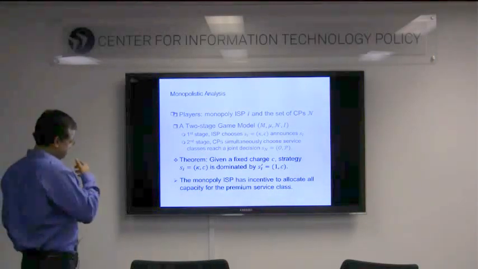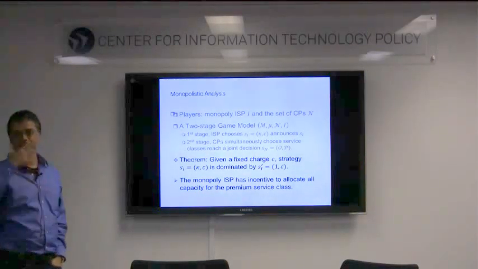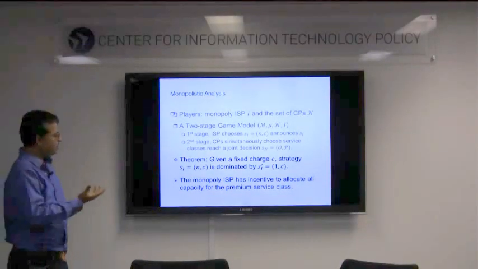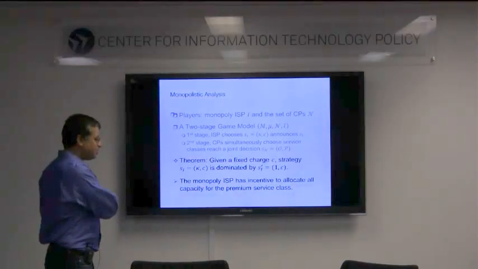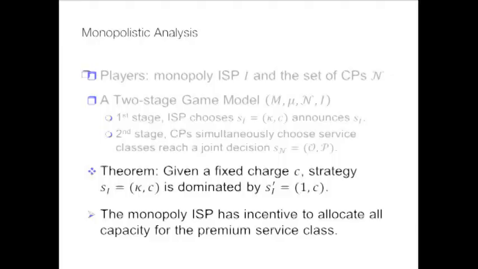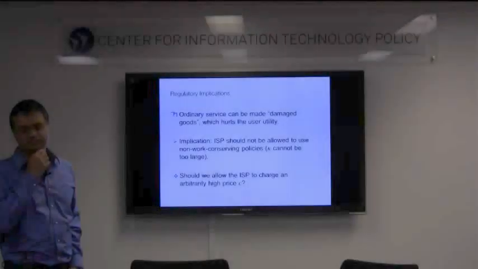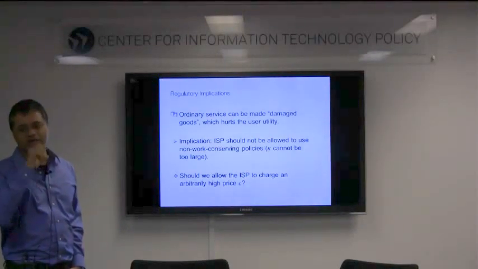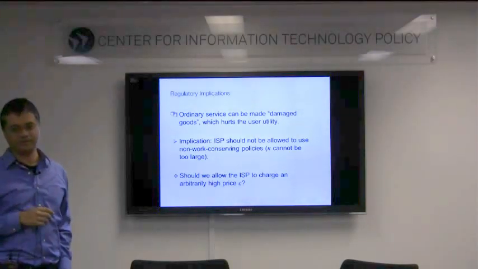And what we did was, we did this monopolistic analysis and we computed the Nash equilibria, and we saw that the monopoly ISP has incentive to allocate all capacity to the premium service class. So what you really can have is a damaged goods scenario, where the ordinary class has such bad performance that everybody is paying to get into the fast lane. So if everything's the fast lane, is there not really a fast lane anymore? Is it just a matter of just keep charging more and more until you get to that equilibrium?